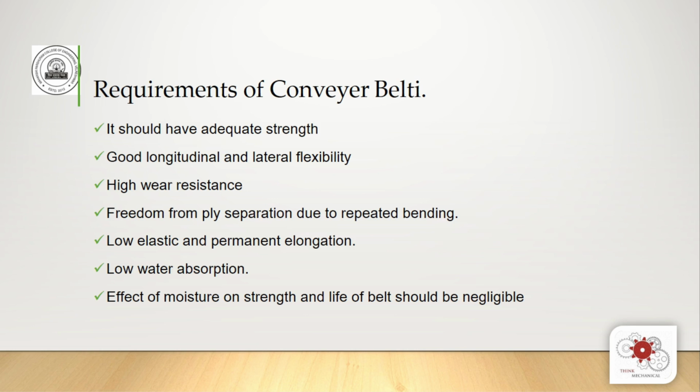Then at the same time the rubber used should be low water absorbent, because once the moisture content is more, the belt weight will increase and the efficiency of the conveyor system will be reduced. So it should be low in water absorption. The effect of moisture on strength and life of the belt should be negligible, because once the rubber gets wet, its life gets reduced. So moisture content should not affect the life of the belt.